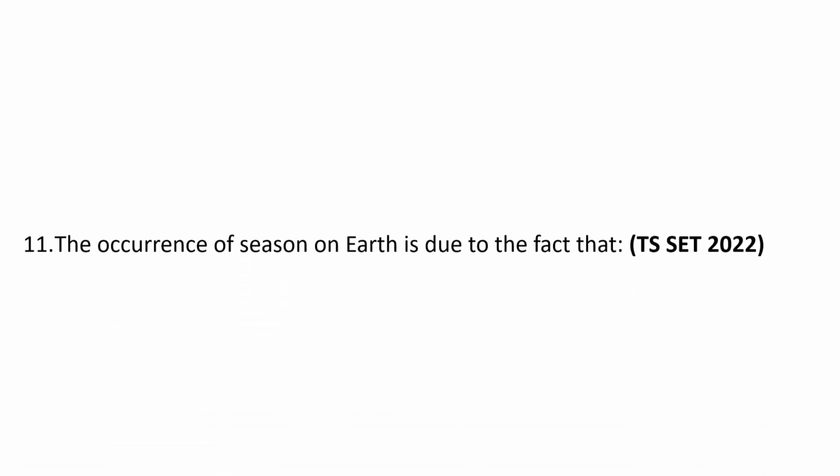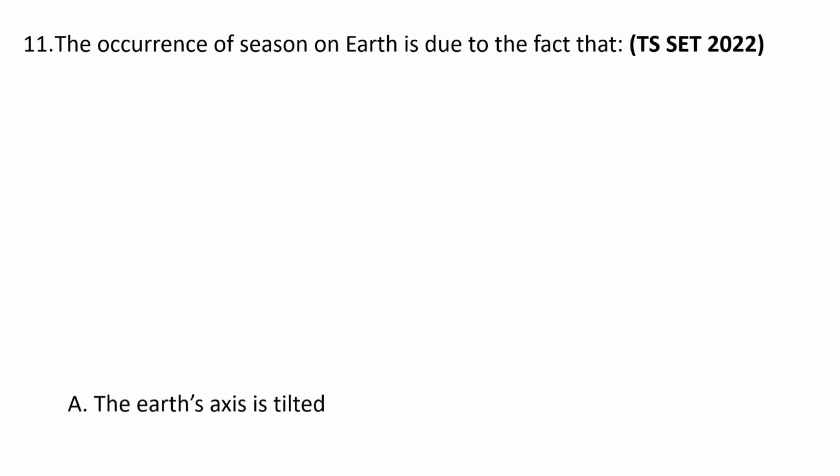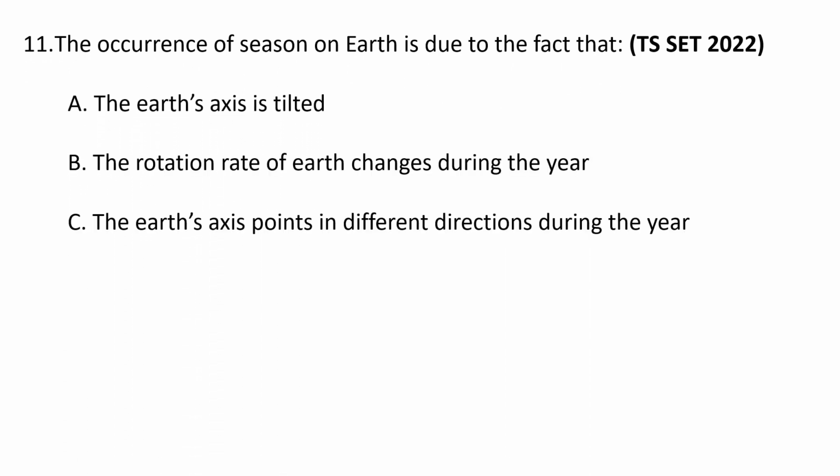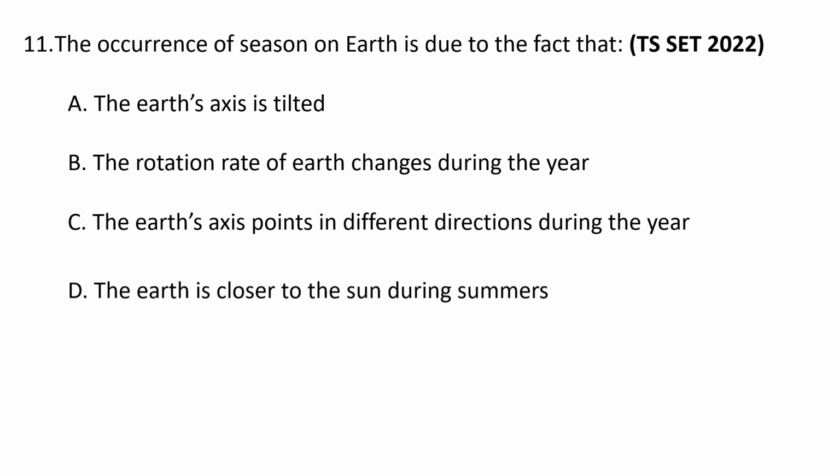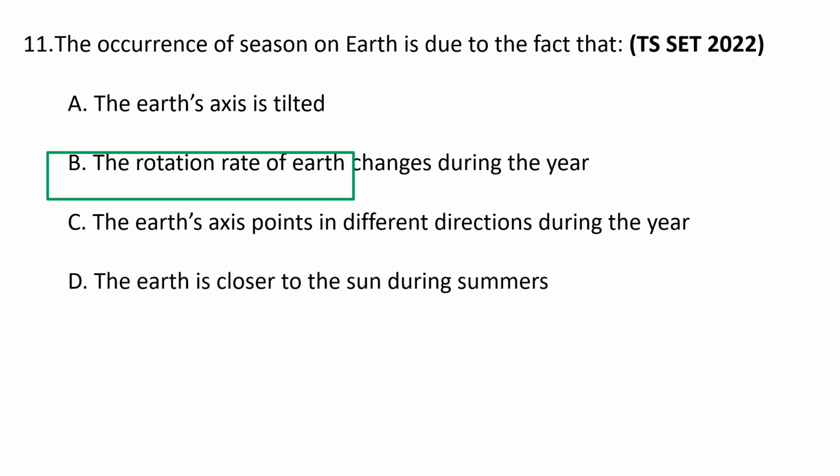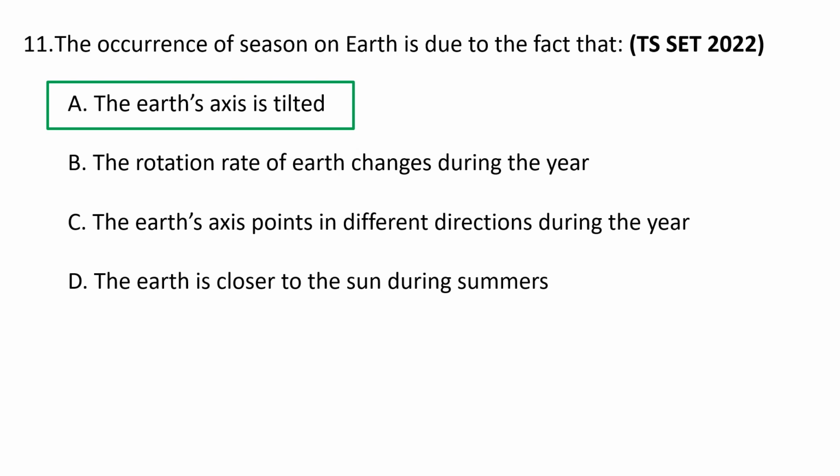Next question. The occurrence of seasons on the earth is due to the fact that A. The earth's axis is tilted. B. The rotation rate of the earth changes during the year. C. The earth's axis points in different directions during the year. D. The earth is closer to the sun during summers. So the correct reason is that the earth is tilted. As the earth spins on its axis, it produces day and night, and it also moves about the sun in an elliptical orbit. That requires about 365 and 1/4 days to complete the cycle. The earth's spin axis is tilted with respect to its orbital plane. That's why it causes the seasons.